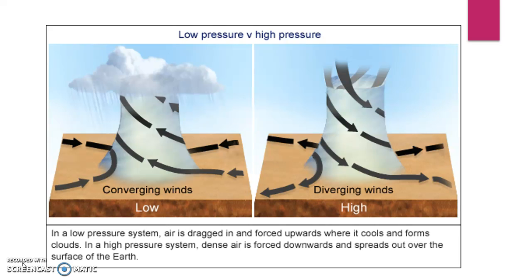These low pressure zones will create bad weather, and this bad weather is called cyclones, and then the high pressure zones create good weather called anticyclones.